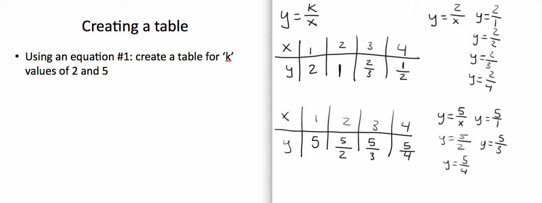So that's one of the things you're going to have to be able to do: create a table. And then you also have to be able to look at a table and determine if it's a direct variation or an inverse variation. We'll talk about that stuff in class, how we can easily determine those right away. So that's one thing you'll have to do.